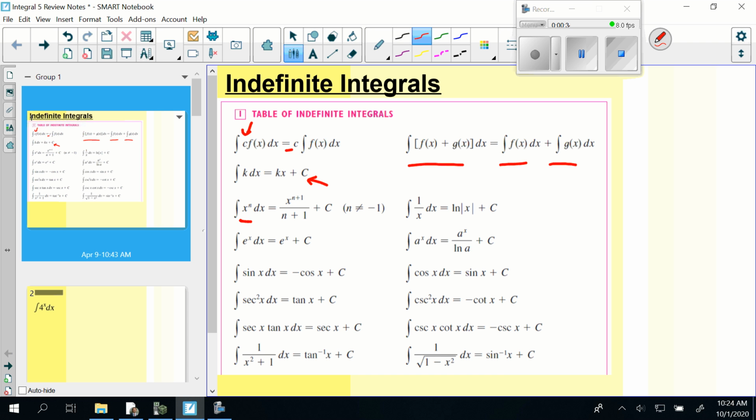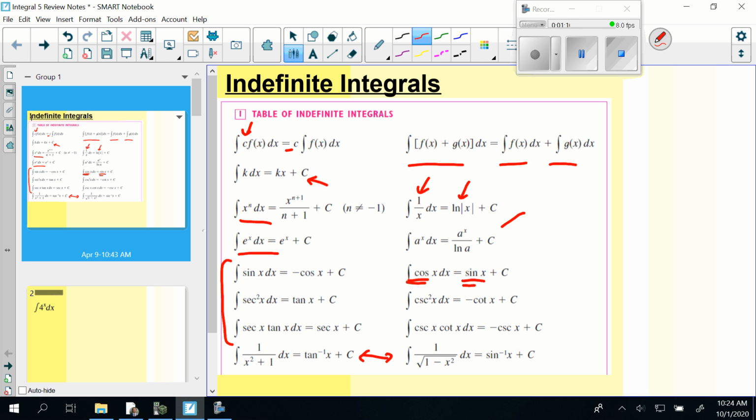We know how to reverse power rule. We've done that one before. E to the x is e to the x. We have all our trig antiderivatives, and remember they're just opposite. So like derivative of sine is cosine, so antiderivative of cosine then ends up being sine. We'll get into these inverse trig ones here in a little bit. And then also this one can sometimes be tricky.